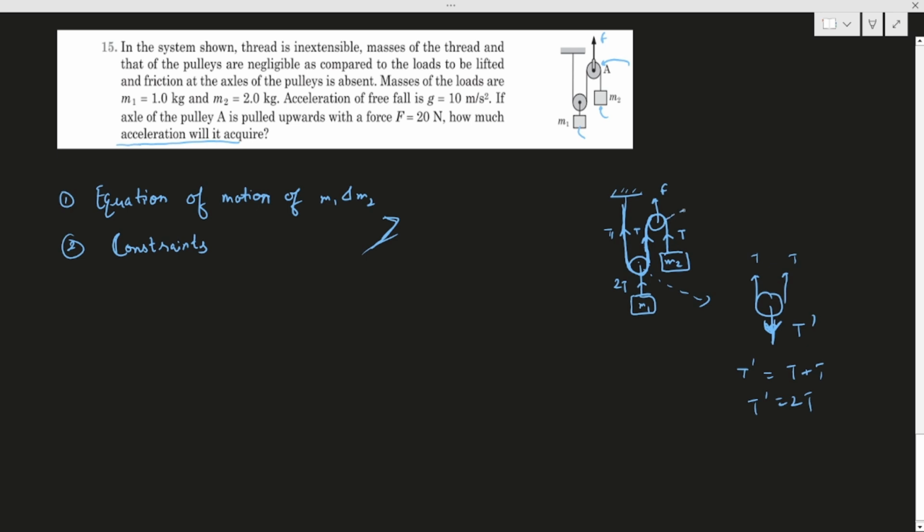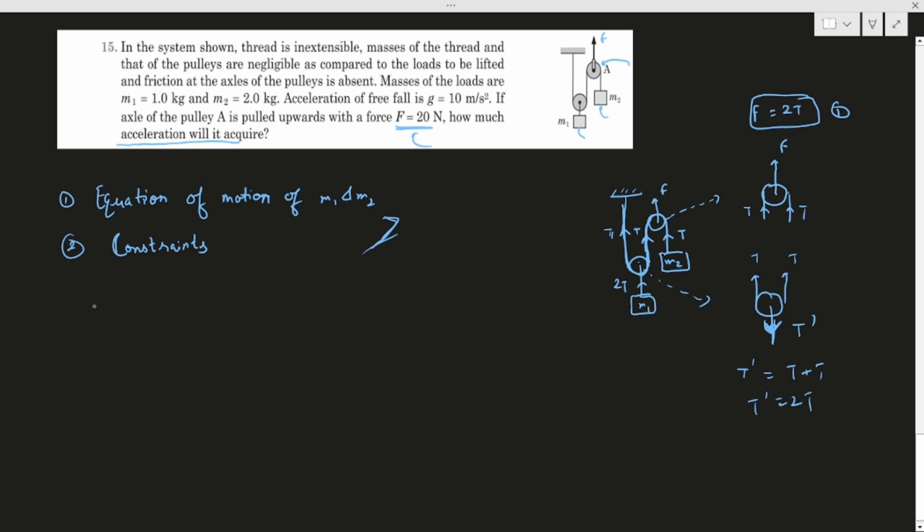Now look at this pulley. There are tensions like this and this, and one force F is applied on this pulley, which is given to be 20 newtons. So F will be equal to 2T. This is our equation 1.